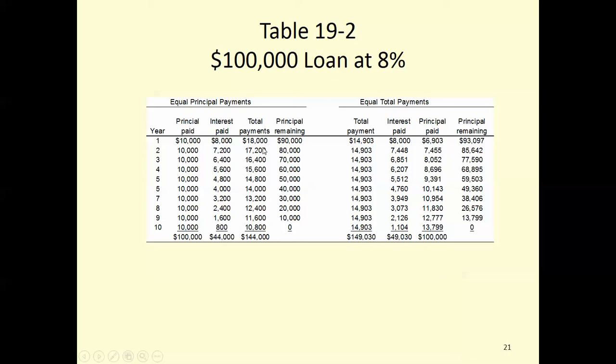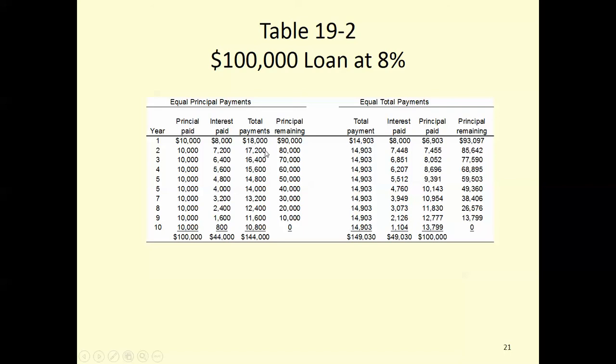Okay, so as I said before, equal principal payment loans start off with a larger payment, and it decreases because the principal paid every time, every year in this case, is the same, but look what's happening to the amount of interest due. It's decreasing. Okay, here's an equal total payments amortization.